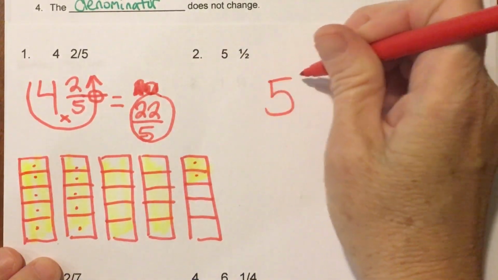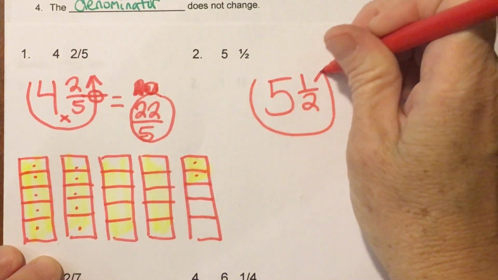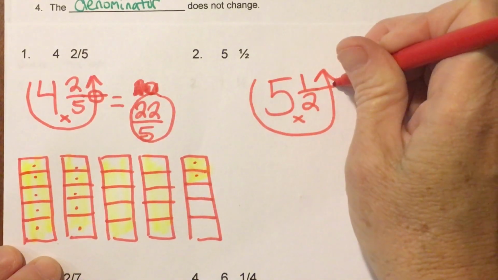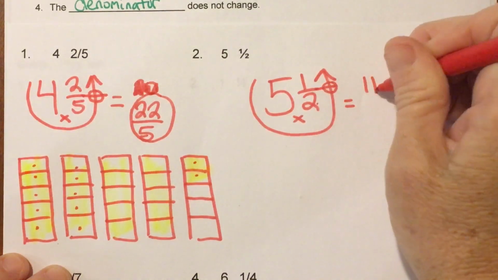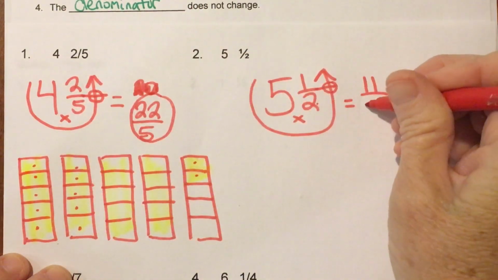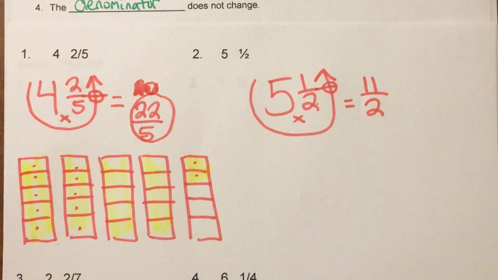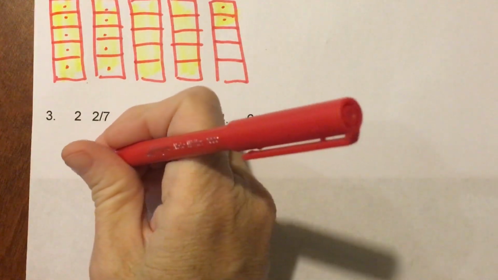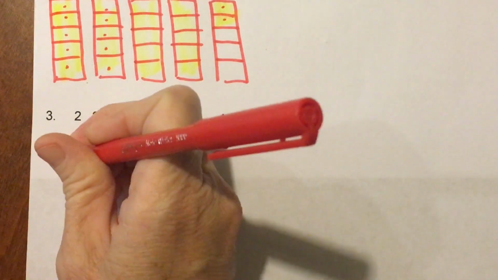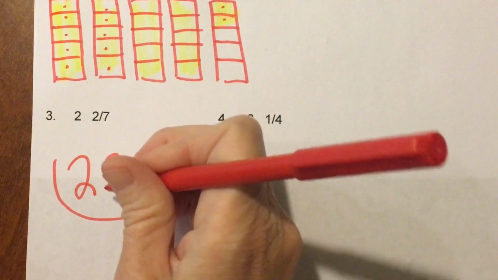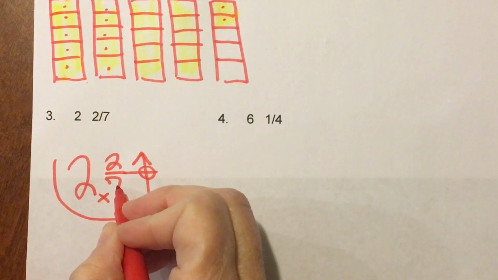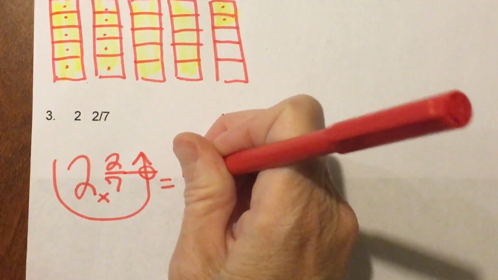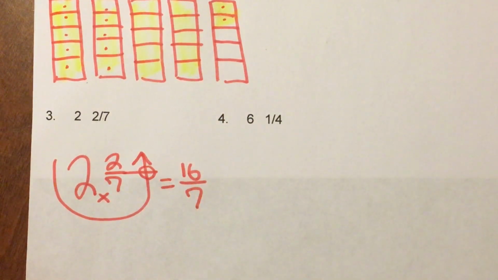Let's try another one. I have 5 1/2. I'm going to draw my U, add my signs, and solve. 5 times 2 is 10, plus 1 is 11, and my denominator does not change. So 5 1/2 is the same as 11/2. Now I have 2 2/7. I'm going to draw U, add my signs, and solve. 2 times 7 is 14, plus 2 is 16, and my denominator stays the same. I don't think I need to do another one for you because you probably have got that.